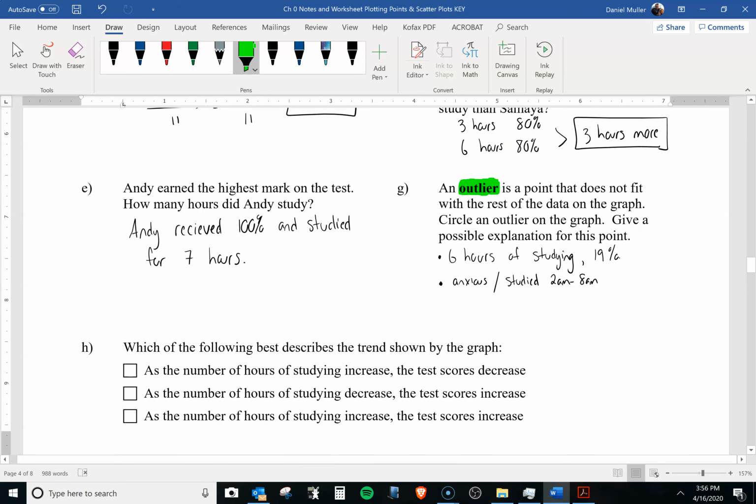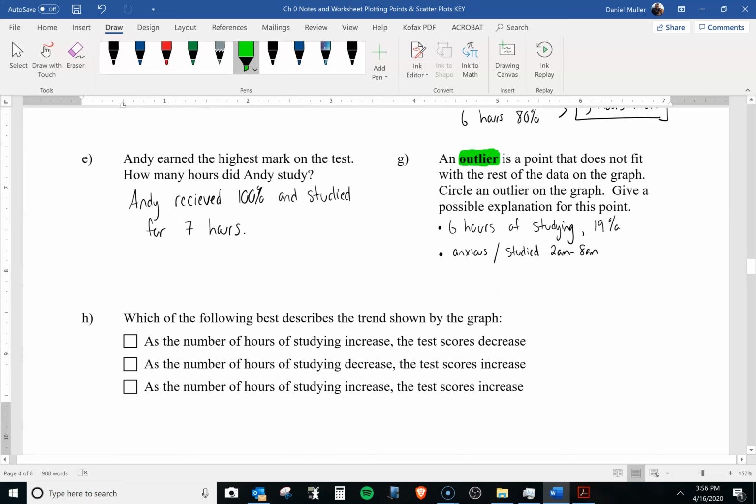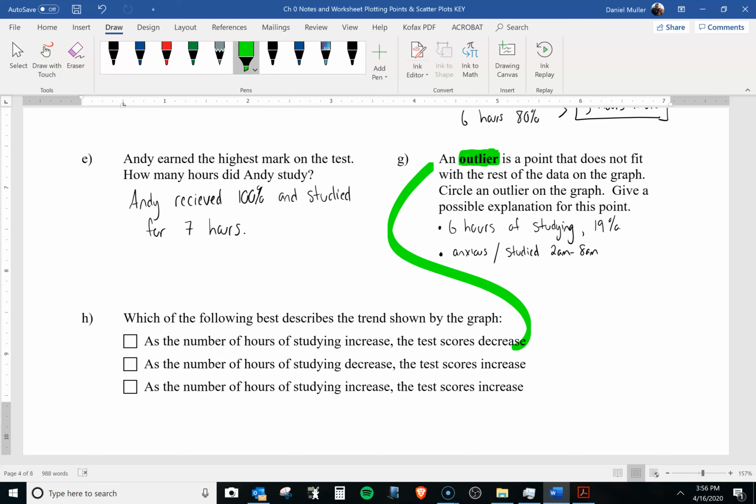All right, next question here, H. Which of the following best describes the trend? So when you look at trends, you have to ignore the outliers. So it says as the number of hours of studying increases, your test score will decrease. Well, that's true for this person here. They studied 6 hours and they got a terrible mark, but that's not what the trend is. If the number of hours of studying decreases, your test score will go up. So the less you study, the better your score will be. That doesn't seem true at all.